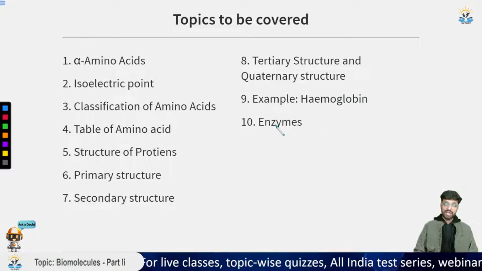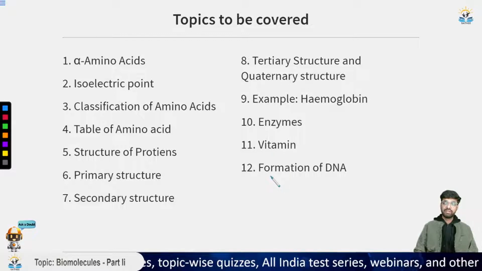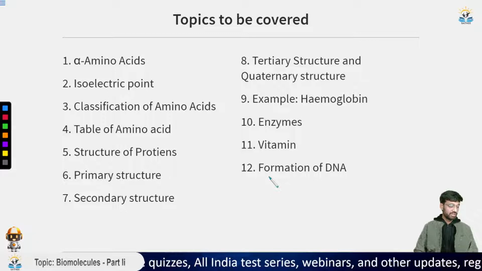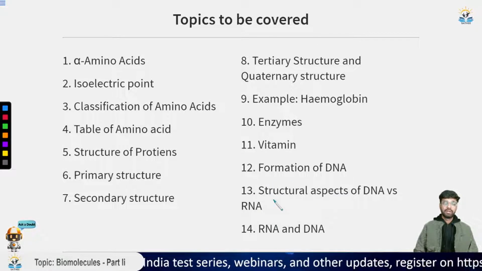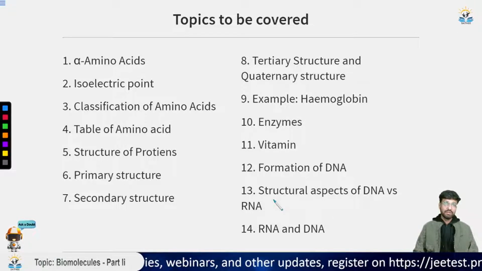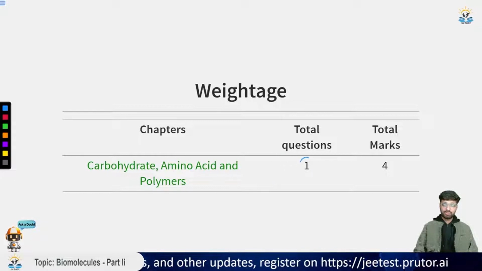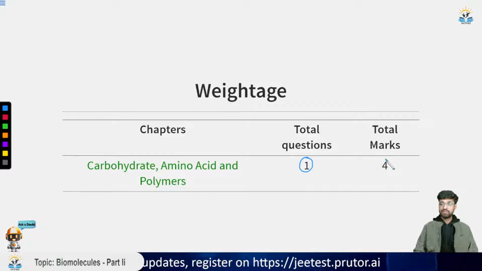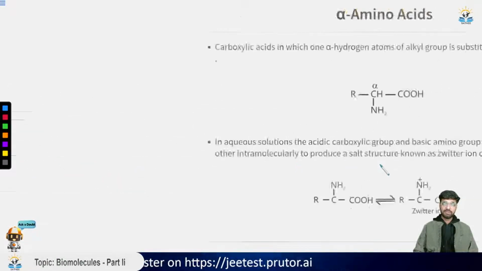Then we will move to enzymes, vitamins, and at last the formation of DNA. We will see DNA and RNA at last, which basically includes the nucleic acids. So this is all about the topics we'll be covering today in detail. We have seen the weightage earlier also. It has a total of one question of 1 mark and one question of 4 marks. So let us start the chapter.